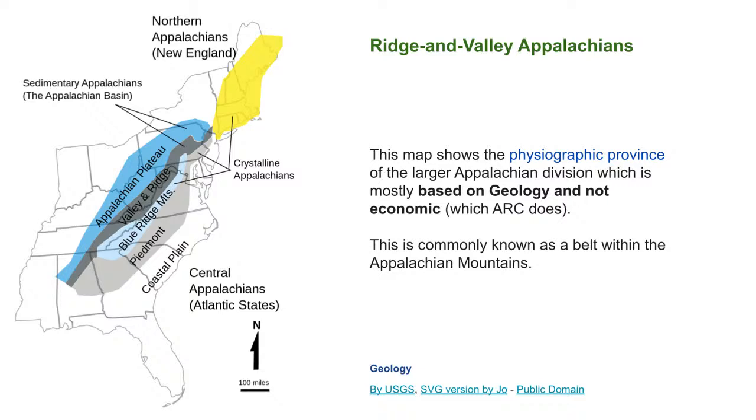Where we come into question is how far west do we take the Appalachian Plateau, and then how far east and south do we take the Piedmont area? And that's going to be quite a big difference from the next map that I'm going to show you, which is the economic map.